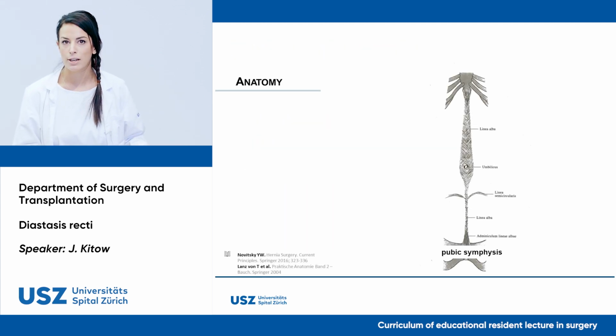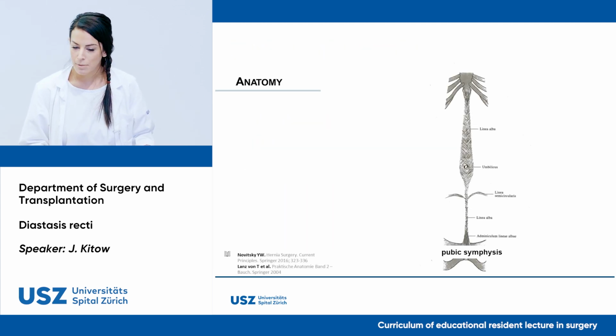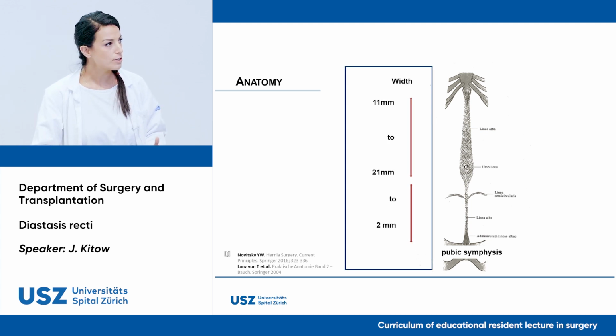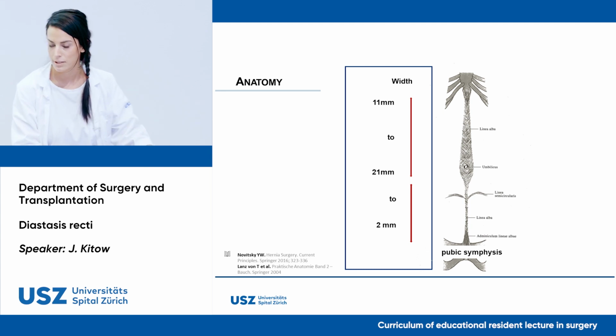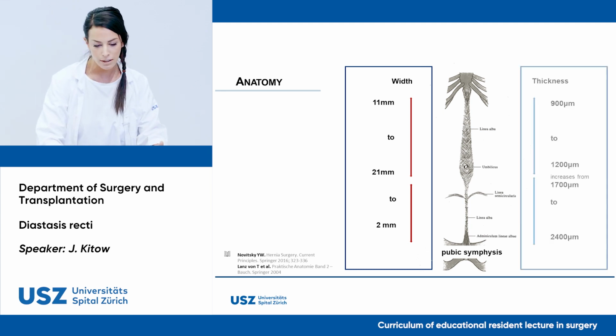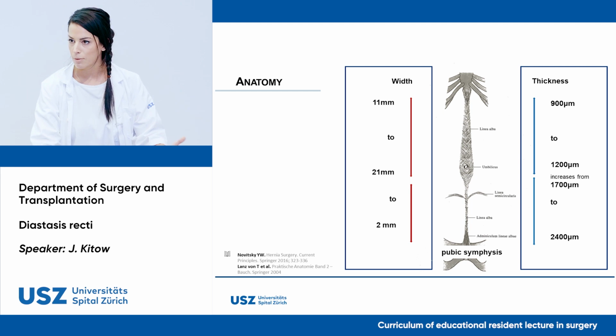So let's have a look at anatomy. The linea alba, the white line in between the rectus muscles, stretches out from the xiphoid to the pubic symphysis. And it's not a straight line, as it differs in width, with the widest part around the umbilicus. And it's also not a flat line, because it's getting thicker from the top to the bottom, with the thickest part just above the pubic symphysis.